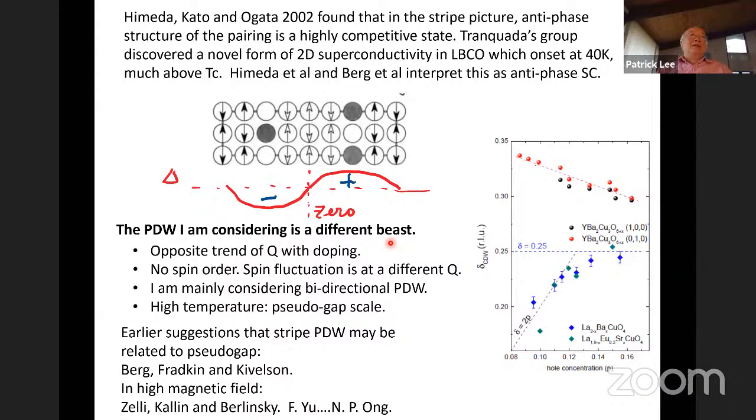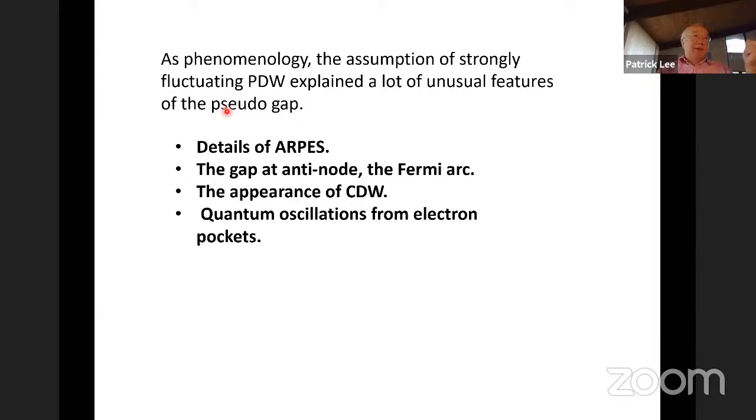Next, I want to show that as phenomenology, it has a lot of success. It can explain the details of the spectra. It has the Fermi arc and the antinode gap. It can explain the appearance of the charge density wave, and it can account for the quantum oscillations in electron pockets. Okay, so let me go on. I'm watching my time.